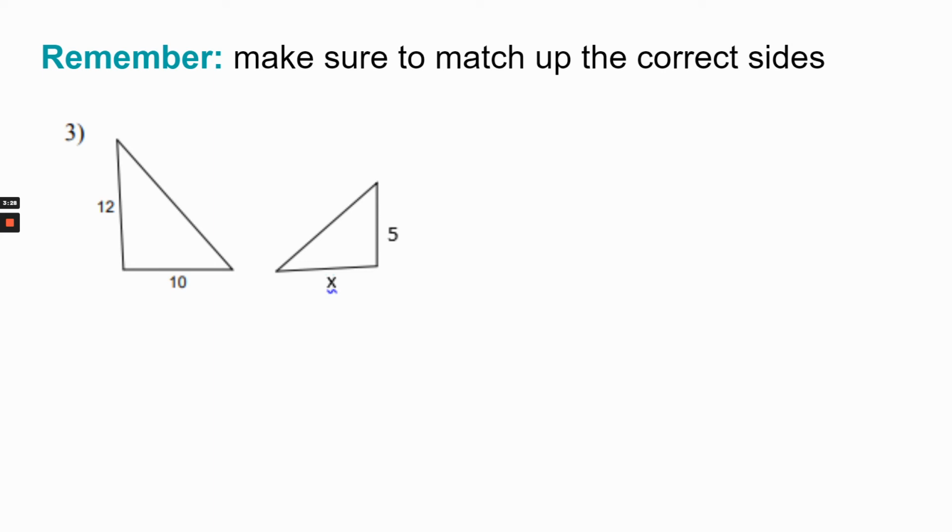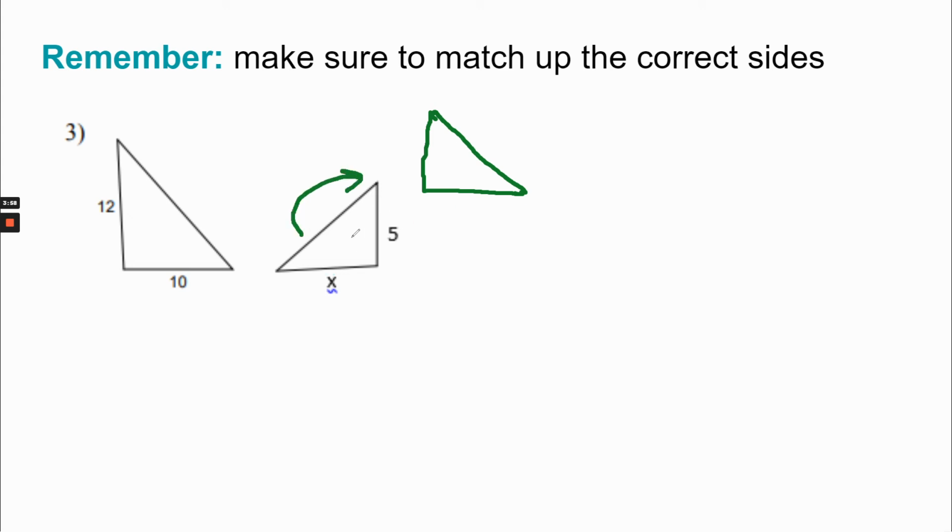In this last example, we have something different. Remember that it's important that we match up the correct sides, but in this last example, one of the shapes got turned and it's not facing the same direction anymore. One thing that can help you is redrawing it so that it is facing the same direction. It got turned, so we need to rotate it like this. It would be 5 and x.